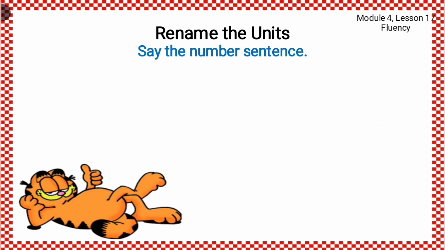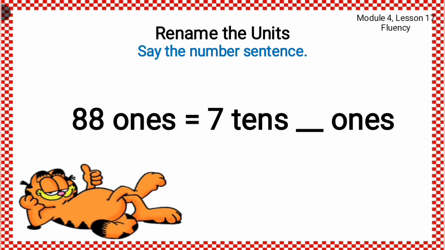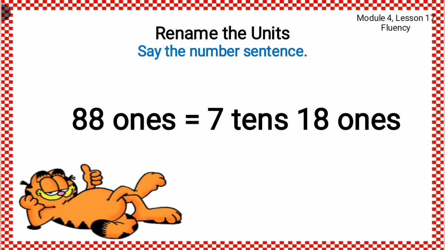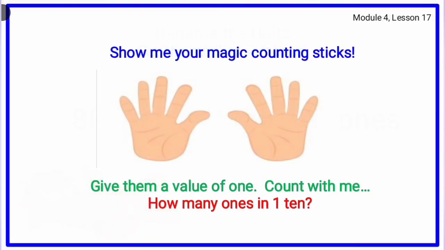Are you with me? 88 ones. What do I have to do? 7 tens and how many ones? Good. 7 tens and 18 ones. 7 tens and 18 ones, which means 70 plus 18 will give us 88.